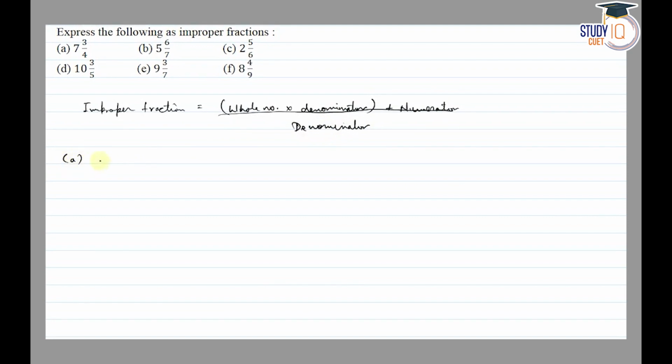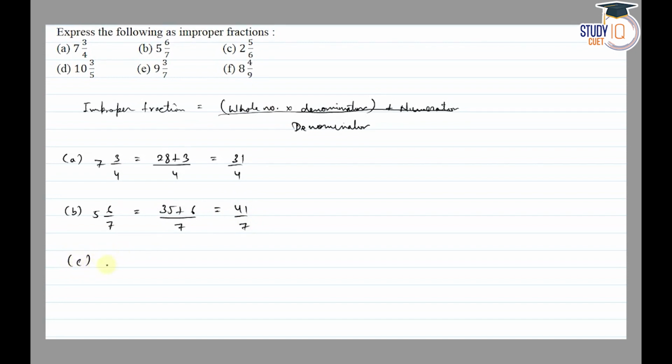So part A is 7:3/4. So हो जाएगा 4 into 7, 7 4s are 28 plus numerator means 3 upon 4. So हो जाएगा हमारे पास 31 upon 4. Part B is 5:6/7. So 5 7s are 35 plus 6 upon 7. 35 plus 6 हो जाएगा हमारे पास 41 upon 7.